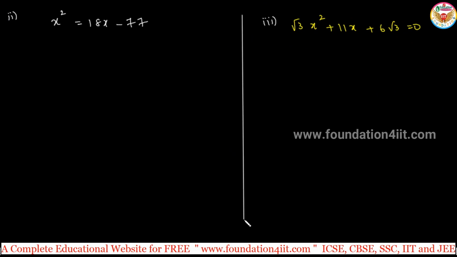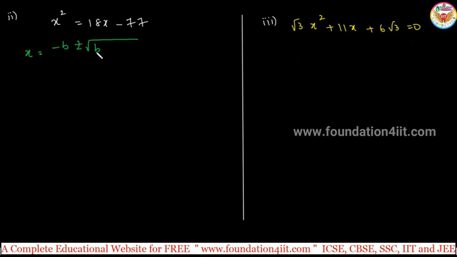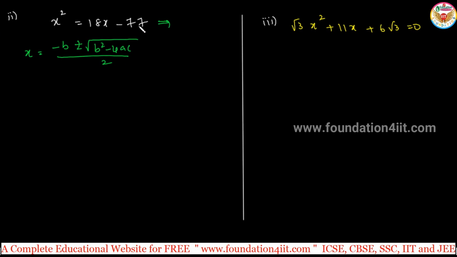You can notice together. As of now, the formula is x is equal to minus b plus or minus under root b square minus 4ac divided by 2a. So given equation should be in general form. So this we can write x square 18x minus 77, take LHS. So minus 18x plus 77 is equal to 0.